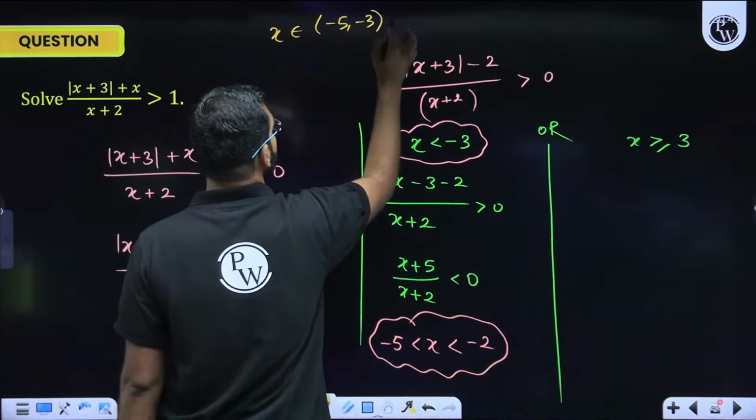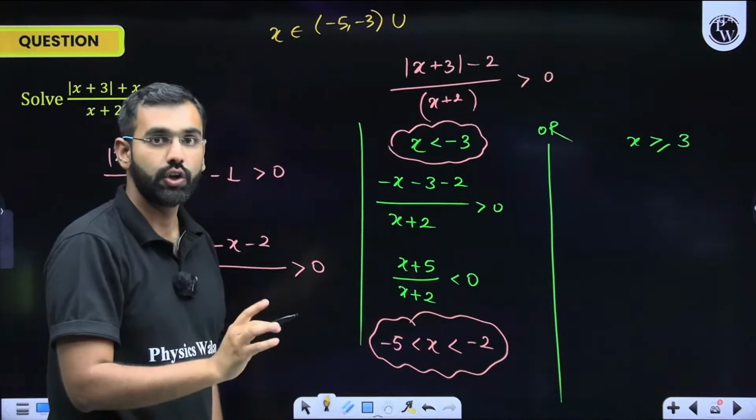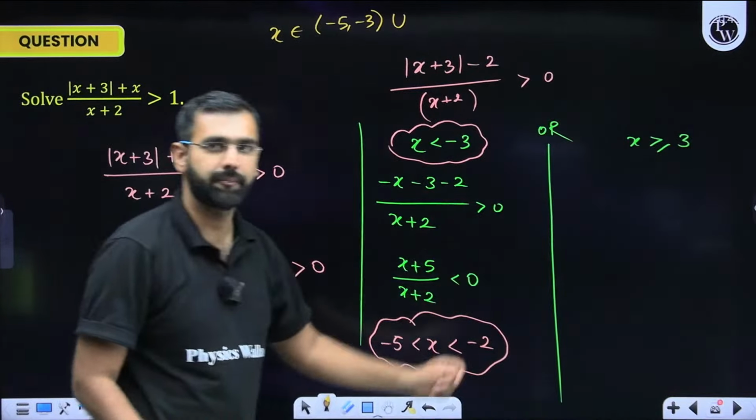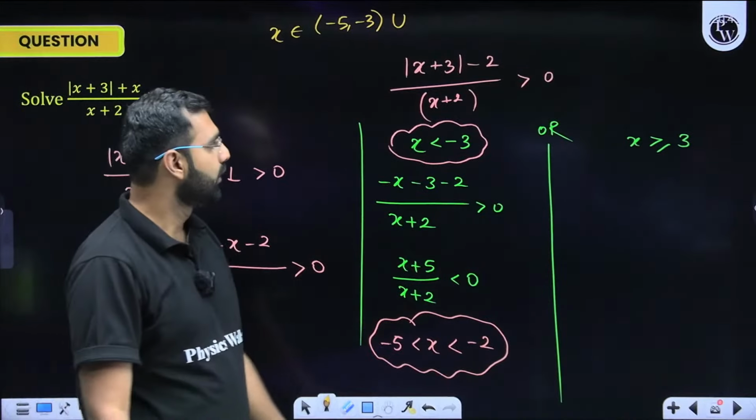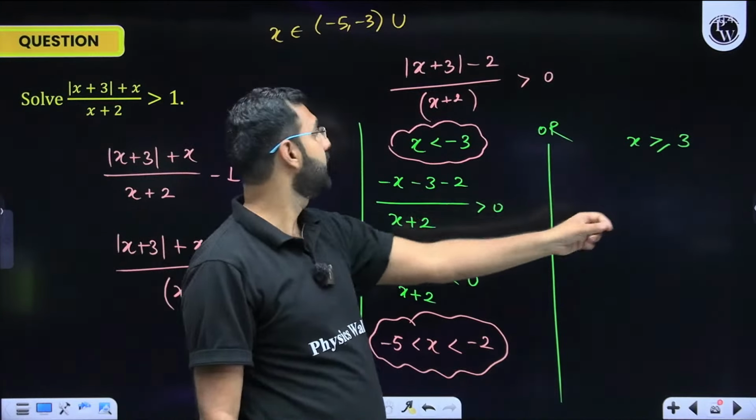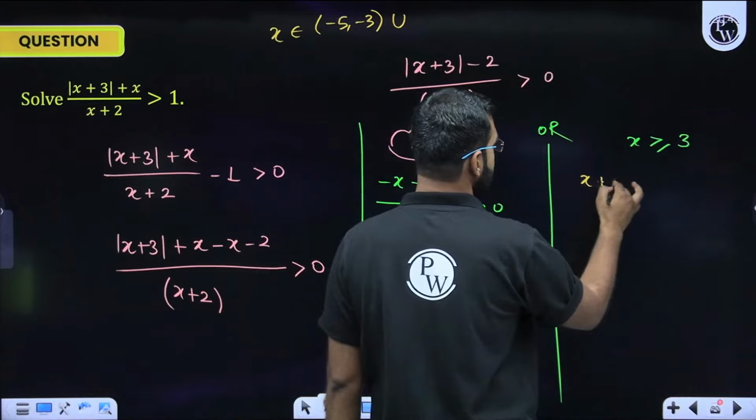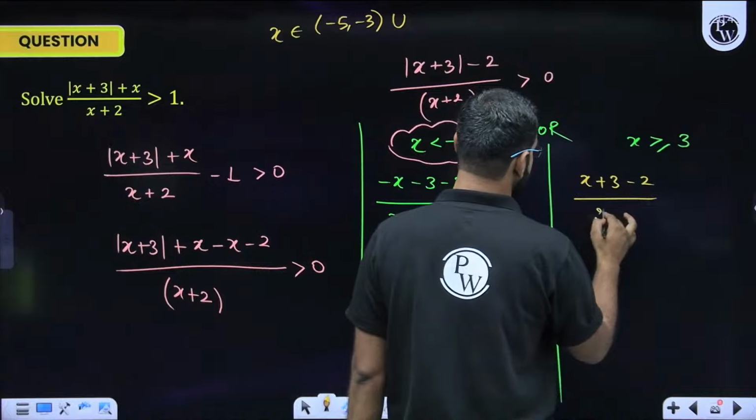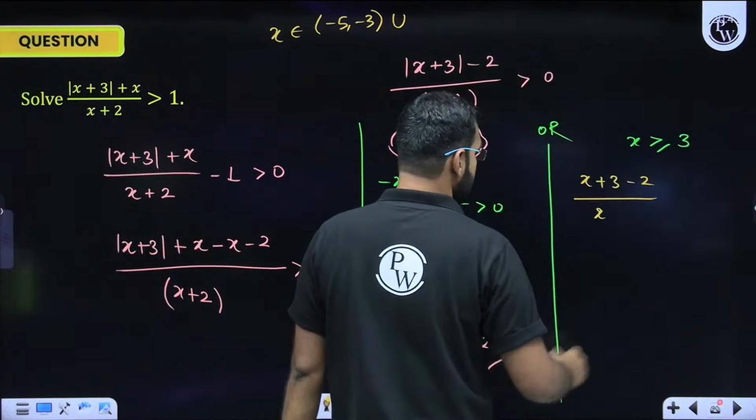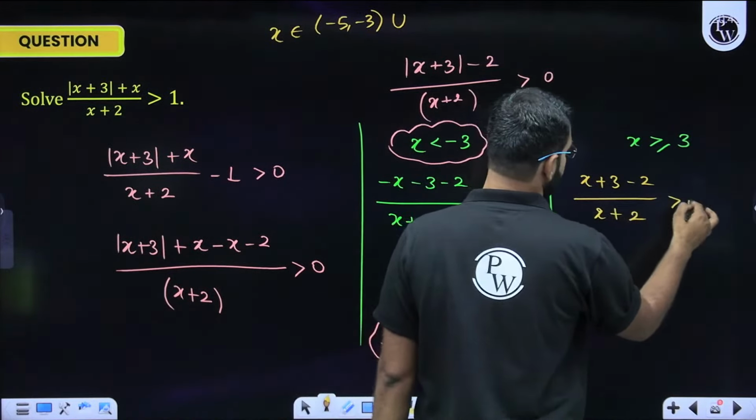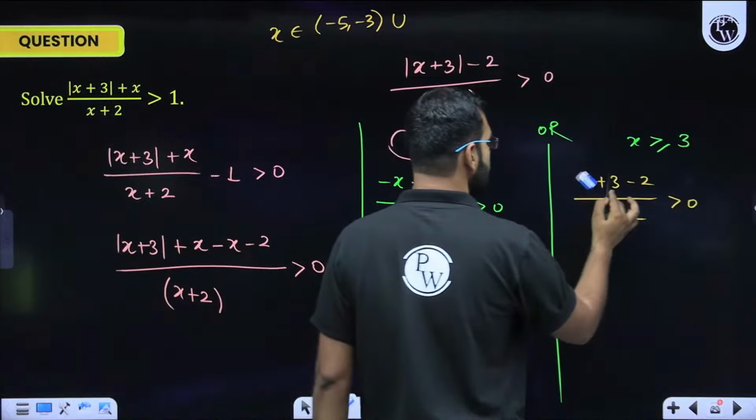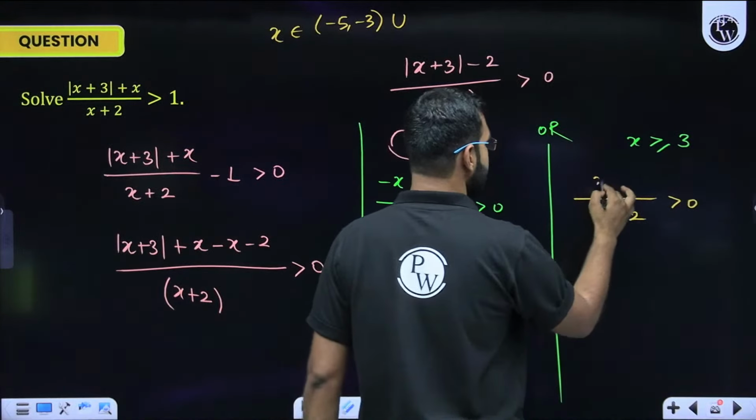But that's the solution of this first part, union the solution of this part. Everybody with me on this? So when x is greater than or equal to 3, this expression will be positive, which means it will open as it is. So it will be x plus 3 minus 2 divided by x plus 2 to be positive. And 3 minus 2 is clearly plus 1. So it becomes plus 1, so it is x plus 1.